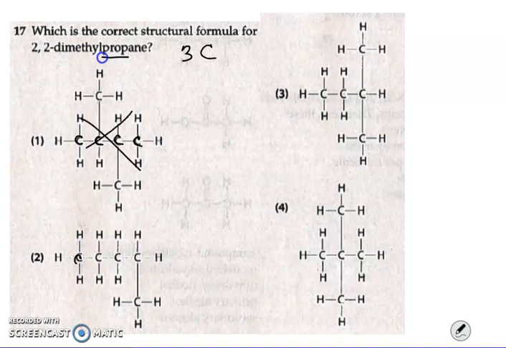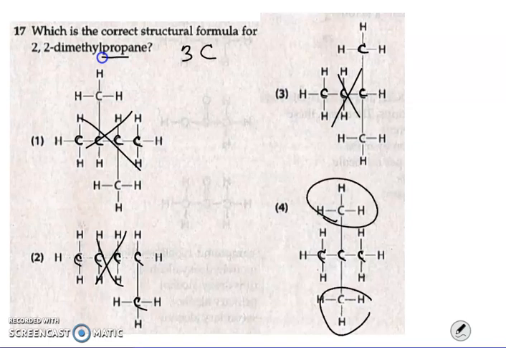Number 2 has 1, 2, 3, 4, 5 carbons in a row. That ain't it. Number 3 has 1, 2, 3, 4 carbons in a row. That ain't it. This one has 1, 2, 3, or we could say 1, 2, 3 the other direction. But anyway, it's going to have 3 carbons, and there's your propane, and 2,2-dimethyl. Well, here's one methyl group, and there's the other methyl group, so there's your answer, 2,2-dimethylpropane.